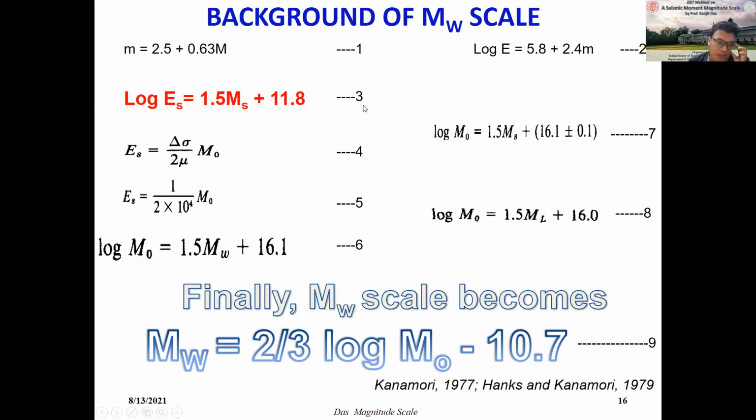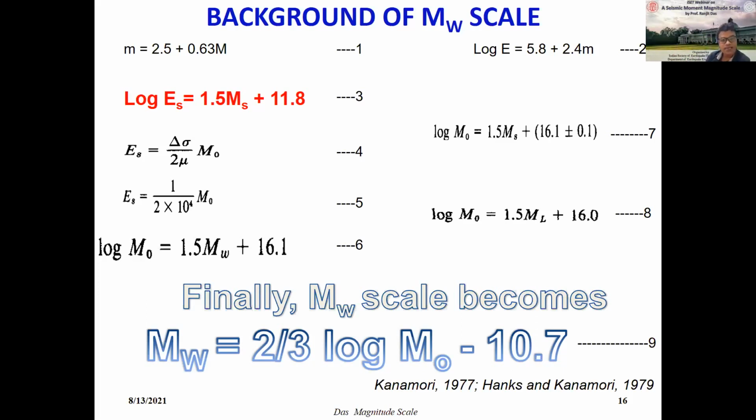And this is a very, very famous equation for earthquake engineering. That is log ES = 1.5 Ms + 11.8. So this equation is derived from equation 1 and equation 2. Equation 1 connects the unified magnitudes and Ms, and the second one connects the energy and the unified magnitudes. If we substitute equation 1 in equation 2, we will get equation 3.